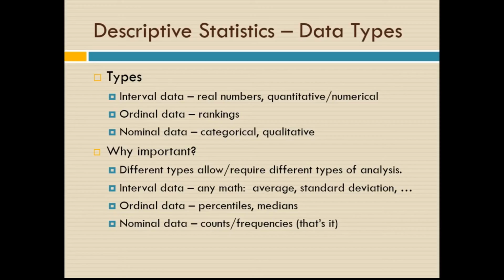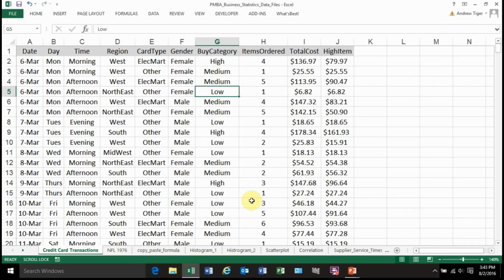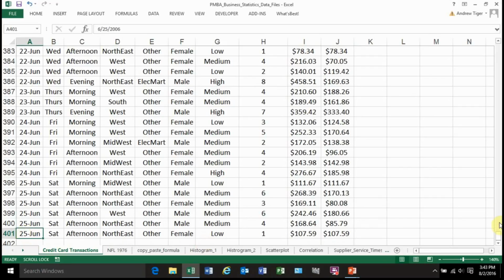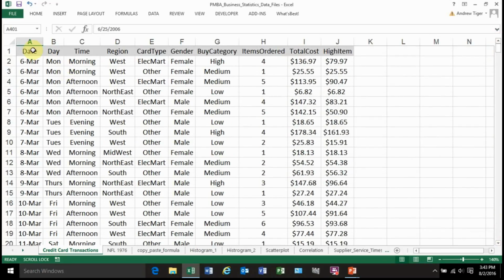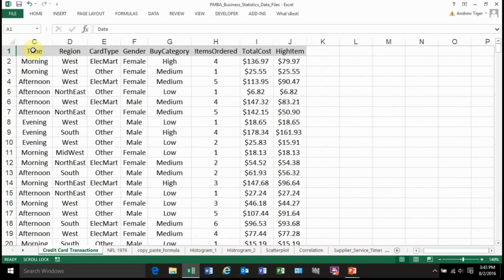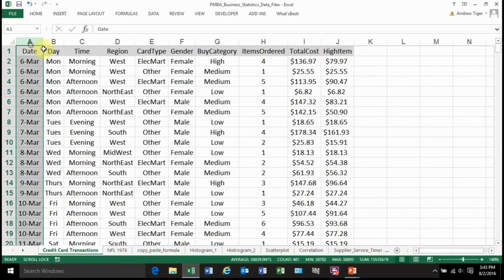Let's look at the data set and categorize these different fields. Okay, this is a database. It has 400 records. We've looked at it already. It has 1, 2, 3, 4, 5, 6, 7, 8, 9, 10 columns or 10 fields. So 400 records, 10 fields.